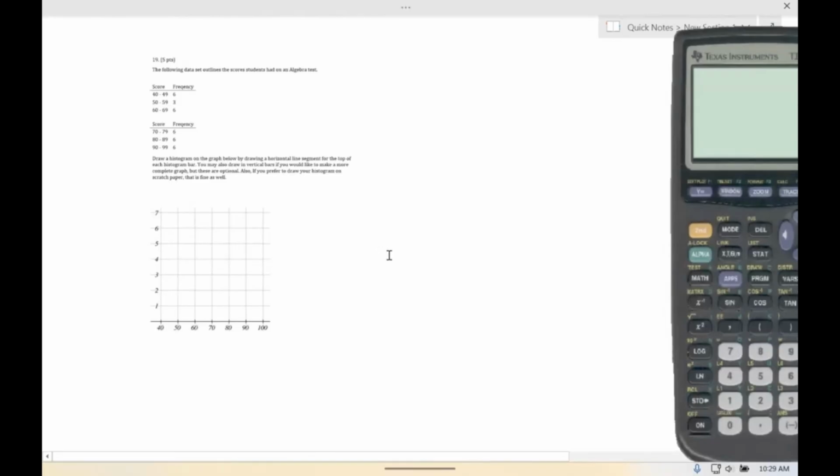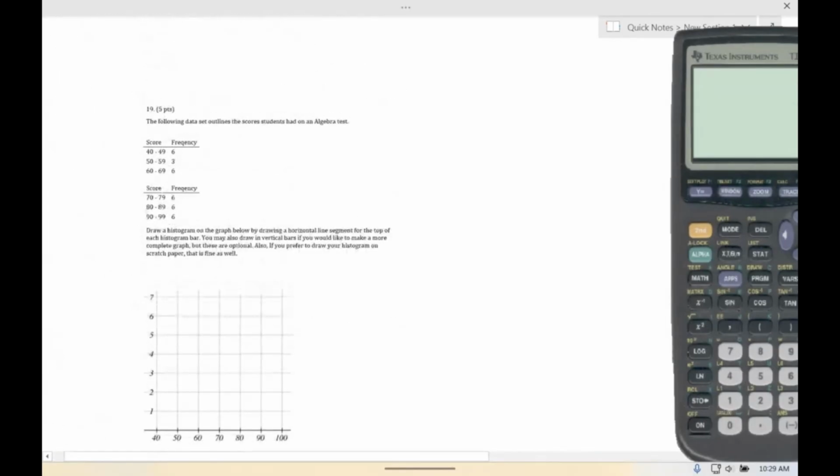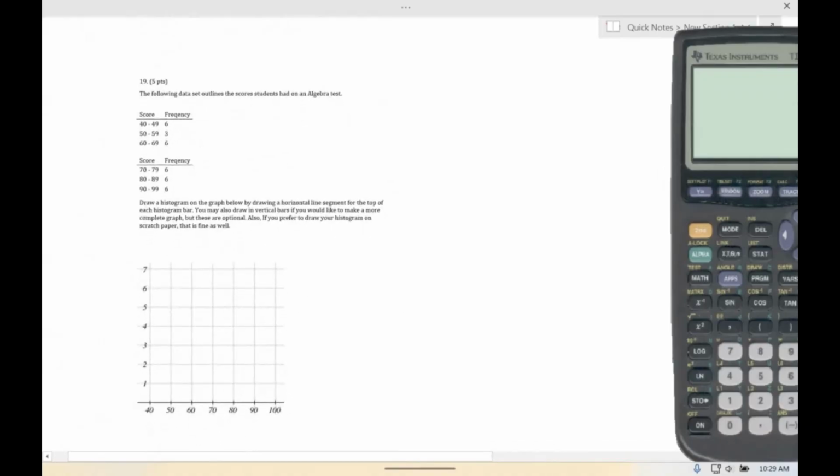All right, in the next example, we are given a data set that outlines the student scores on an algebra test. So we have the score ranges on the left, we have the frequencies on the right, and we actually draw a histogram.